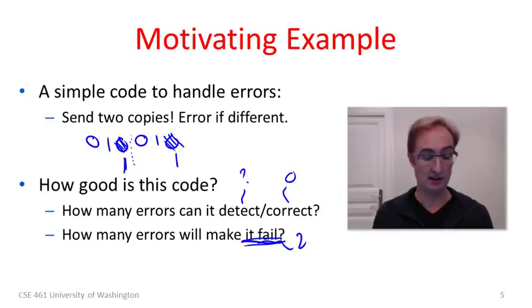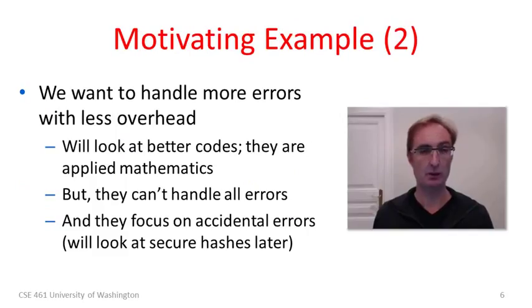Not only that, but to get that level of protection, I spent 50% of my link on overhead for error correction, error detection. And I didn't really get a lot of error detection out of it. 2 lousy bit errors, and the scheme could fail and tell me I've got a message that's right, when in fact it's wrong. So we want to be able to do better than this. We want to be able to handle more errors with less overhead. We're going to look at some real codes which are used to do this, that can detect and correct errors in stronger ways than that motivating example.